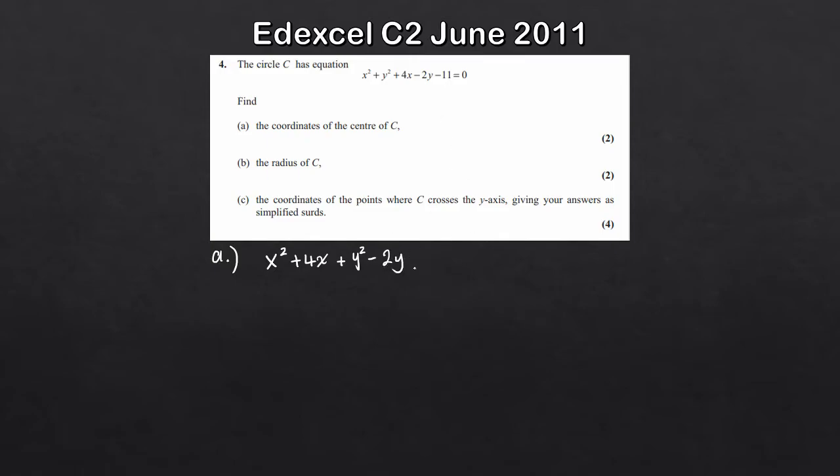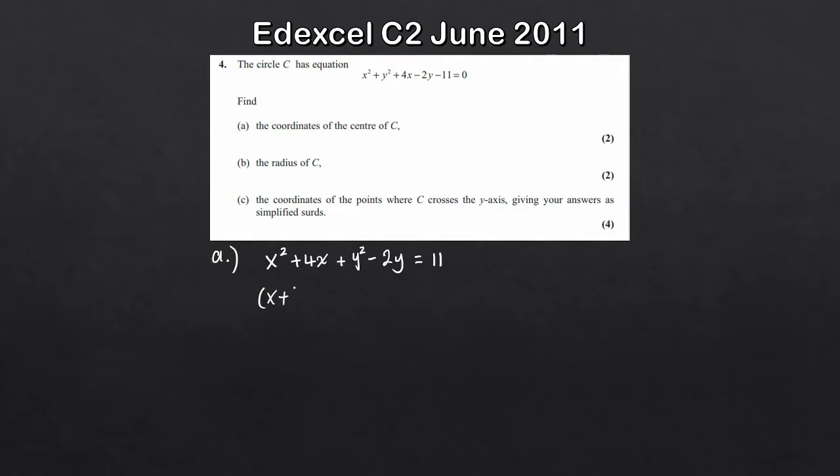We've got this minus 11 here, so I'm going to take that onto the other side, so that becomes positive 11. And then what you do is you split the x squared plus 4x up here by completing the square, and do the same here. So think of these as two different things for now.